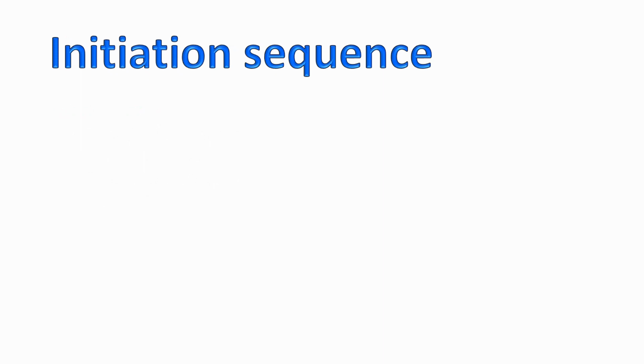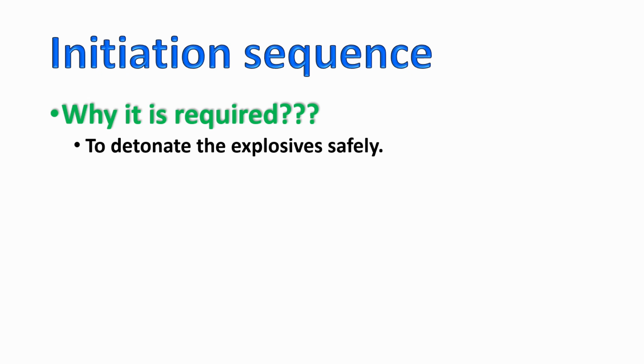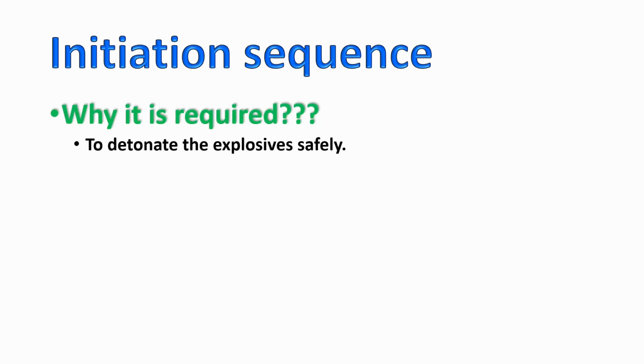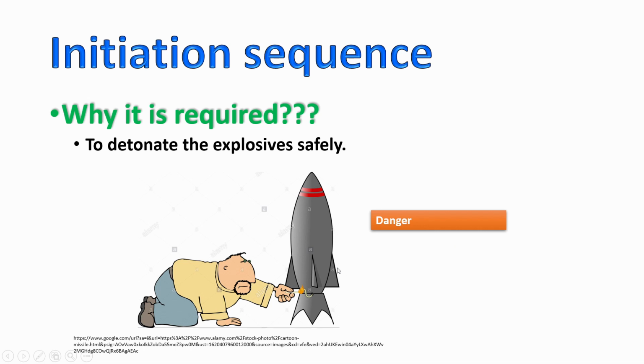Let's see the initiation sequence. First of all, we should know what is required. The first thing is to detonate the explosives safely. The second one is for detonating the high explosives or explosives with low sensitivity. Suppose this is the explosive compound and here is the person who is lighting a match to detonate the explosives. But this is not at all a safe situation because the explosive will explode and it will affect the person who is detonating the explosive. It's a dangerous situation. So we need a proper initiation sequence to detonate the explosives from a safe distance. That's why we need a proper initiation sequence to detonate explosives. This situation is completely dangerous.